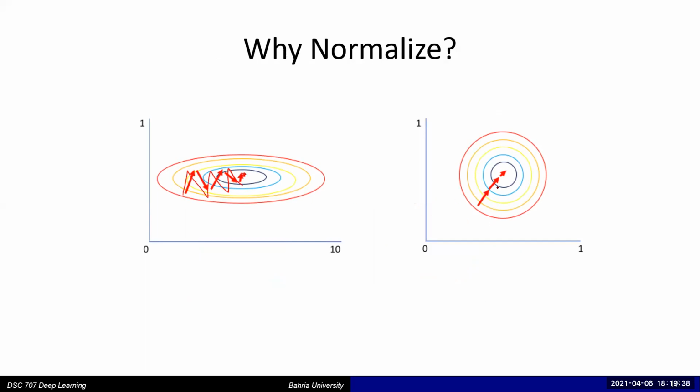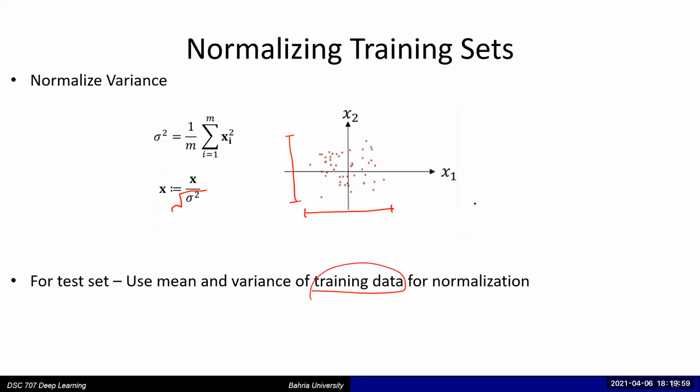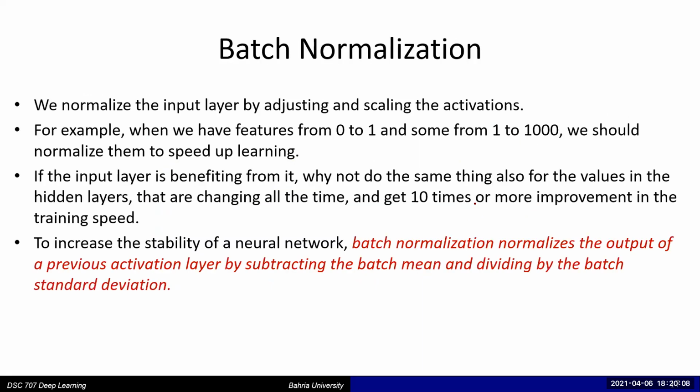But if you have the same variance in both directions, gradient descent will take a regular path, and it is likely to converge quickly. This was the main reason that we used to normalize our input, right? But this is not batch normalization. We are talking about normalizing the input, whatever you are feeding to the network. Batch normalization, this was the motivation of batch normalization.